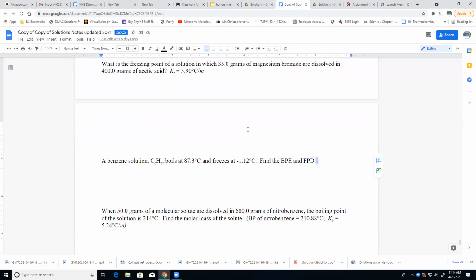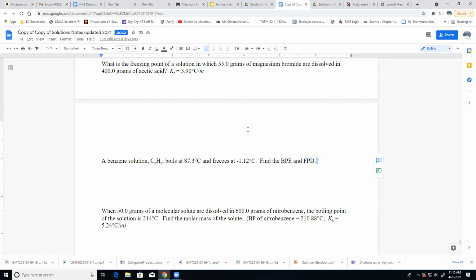All right, I'm going to work through a few of these colligative property problems, and then I'm going to do the stoichiometry. So if you don't need the colligative property problems, then just fast forward. This is not for my regular chemistry. You do not need to worry about these.